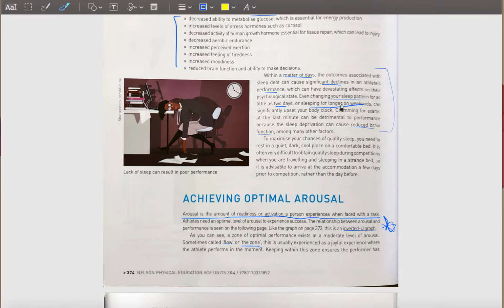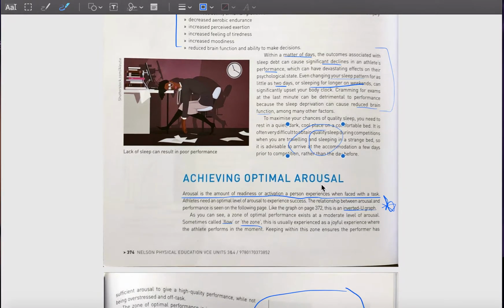So if somebody changes their sleep pattern for 2 days, that could mean just sleeping in longer on weekends, it can significantly upset the body clock. Cramming for exams at the last minute, which you guys might be in a situation at the moment, and having sleep deprivation for 1 to 2 days can cause reduced brain function, which is not a great idea. So maximize your chances by having a quiet, dark, cool place and a comfortable bed to sleep. And it mentions here as well about athletes who travel, and when they do travel they need to make sure that they move to their accommodation a few days prior so that they can acclimatize and get good sleep patterns.